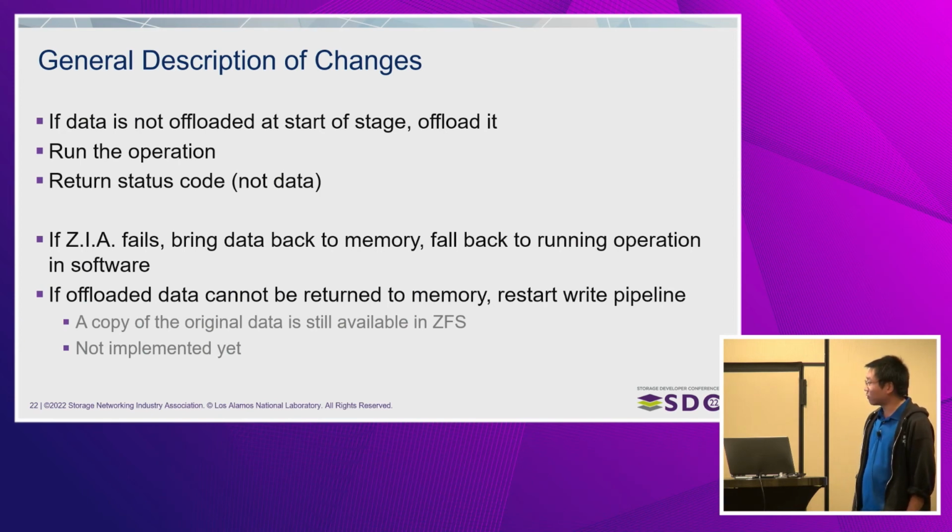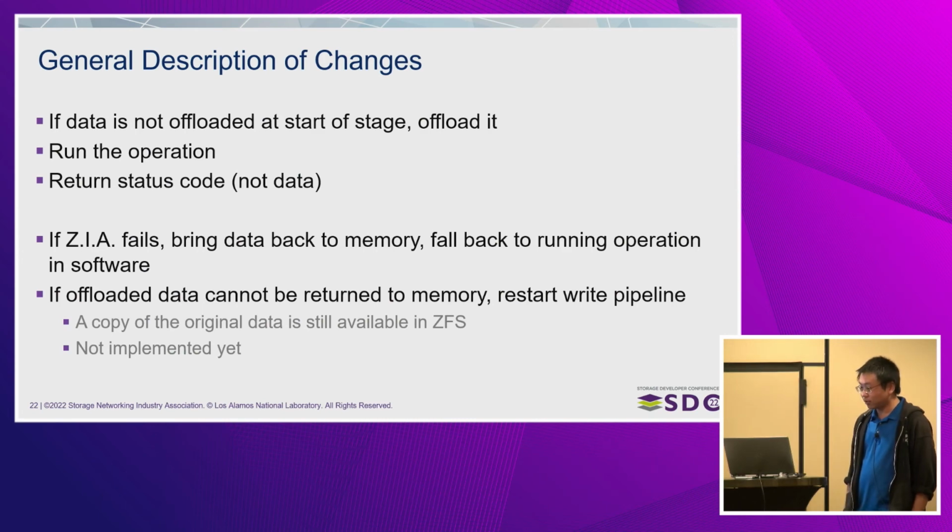At the start of a stage, if ZIA detects that the data was not offloaded, the first thing that happens is the data is offloaded. Then the operation is run, so the data could be compressed or checksummed. And then a status code is returned. Normally this should simply be a success status code, which is just a very small value, say an integer. However, note that the data itself is not returned and instead remains on the accelerator.